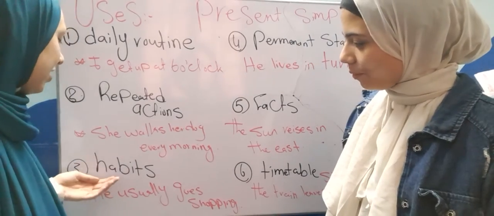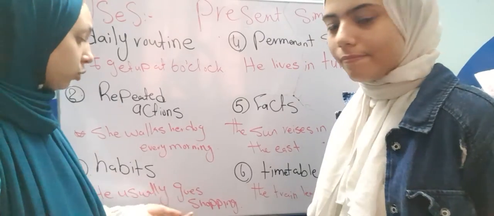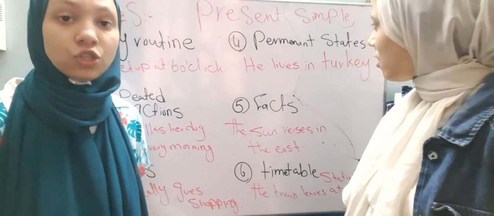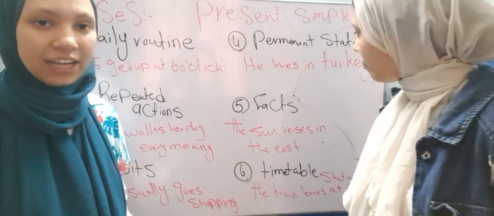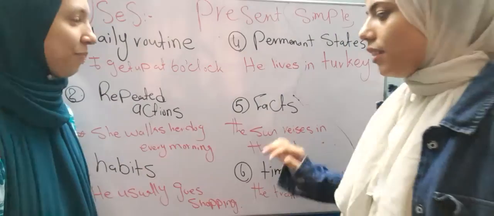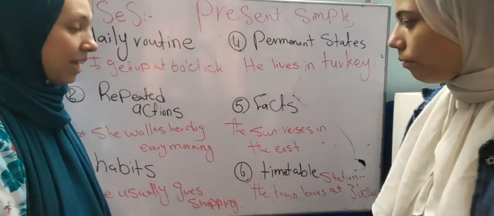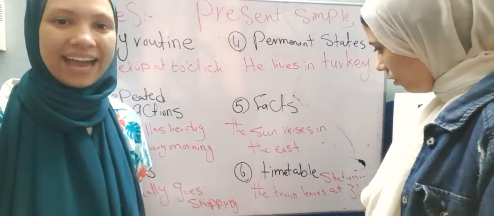And the third use is habits. As an example, he usually goes shopping. So he usually does this action, okay? The fourth is states. Maybe you live in some place, we can say he lives in Turkey. And the fifth one is facts.